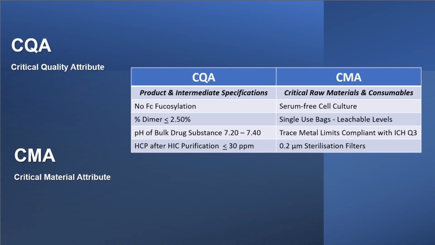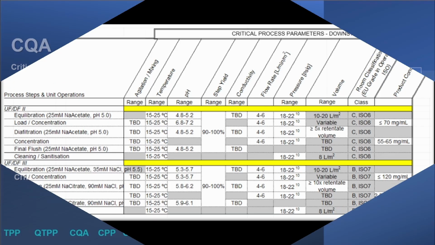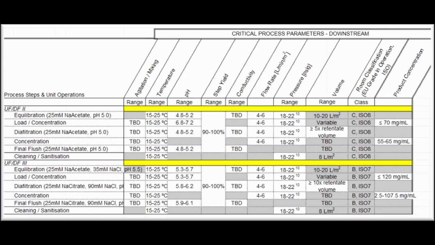During production, CMA and CQA must be controlled within appropriate limits, ranges, or distributions to ensure the desired product quality is achieved. It is the job of development to define and justify the designation of critical as well as the limits so that the targets for the validated state are clear.